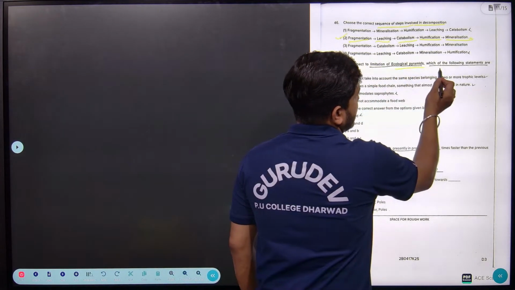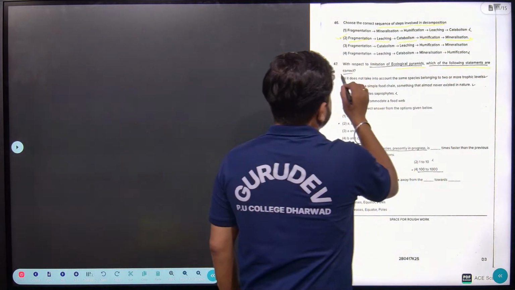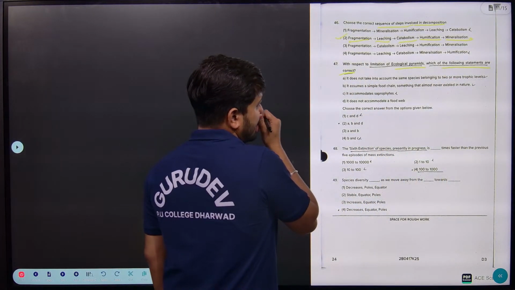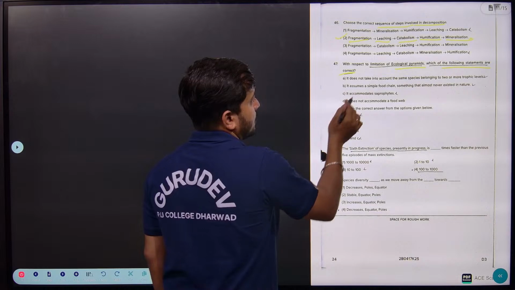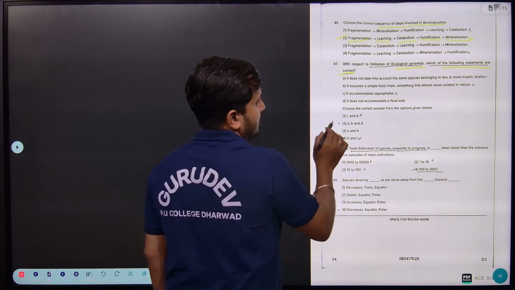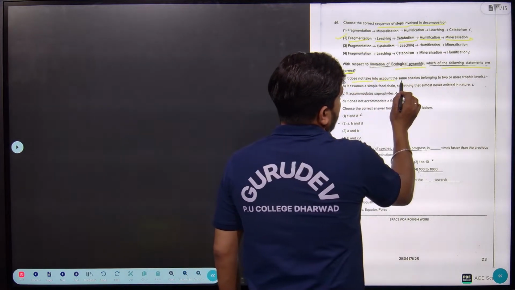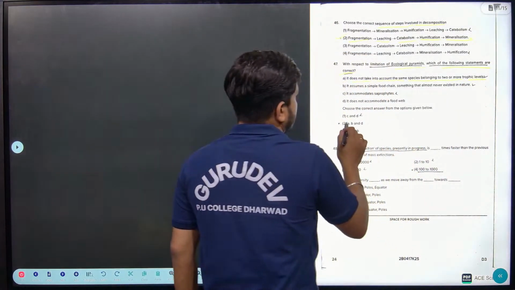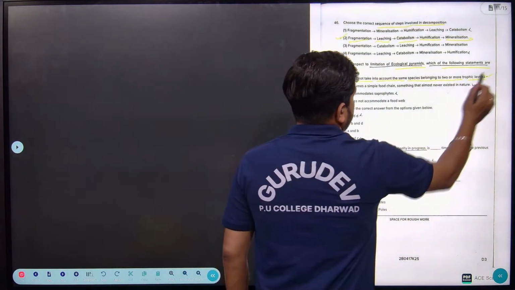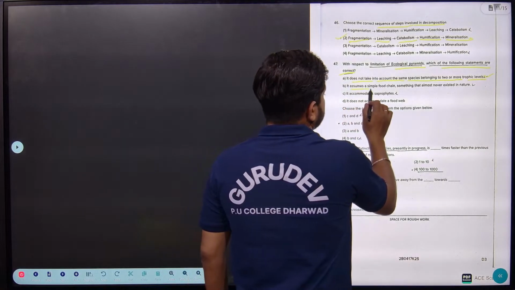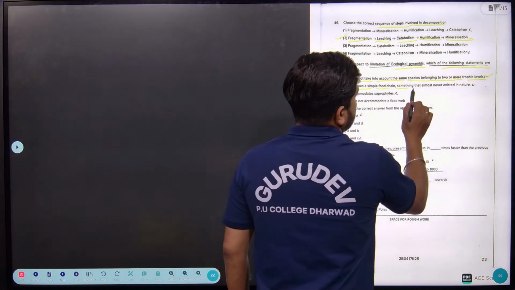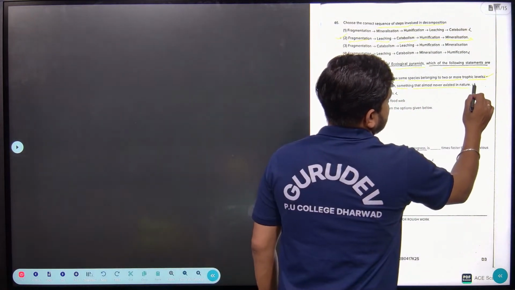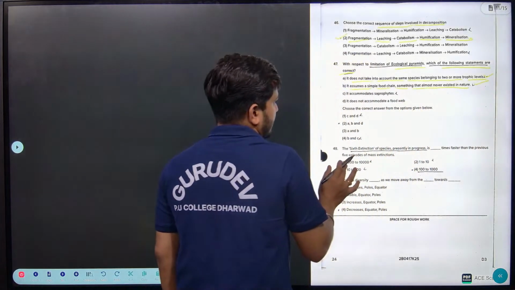Then the 47th question: with respect to the limitations of the ecological pyramid, which of the following statements are correct? It does not take into account the same species belonging to two or more trophic levels. Yes, this is correct. Then it assumes a simple food chain, something that almost never existed in nature. Yes, this is also correct, right?